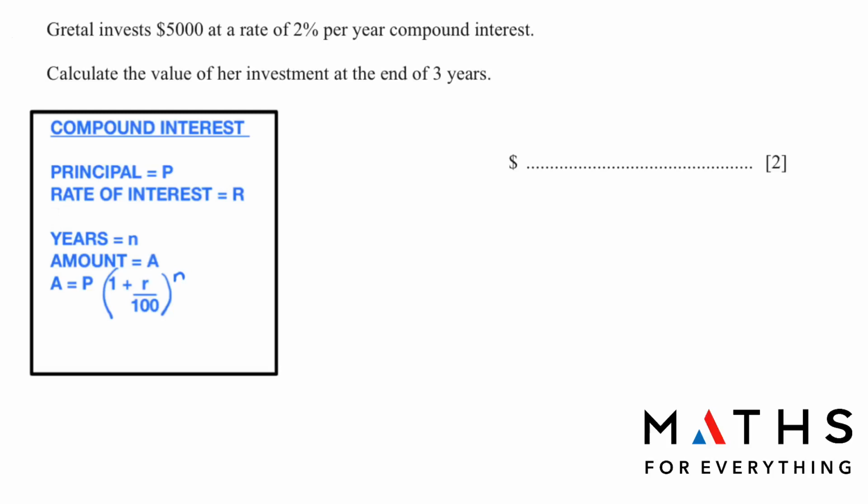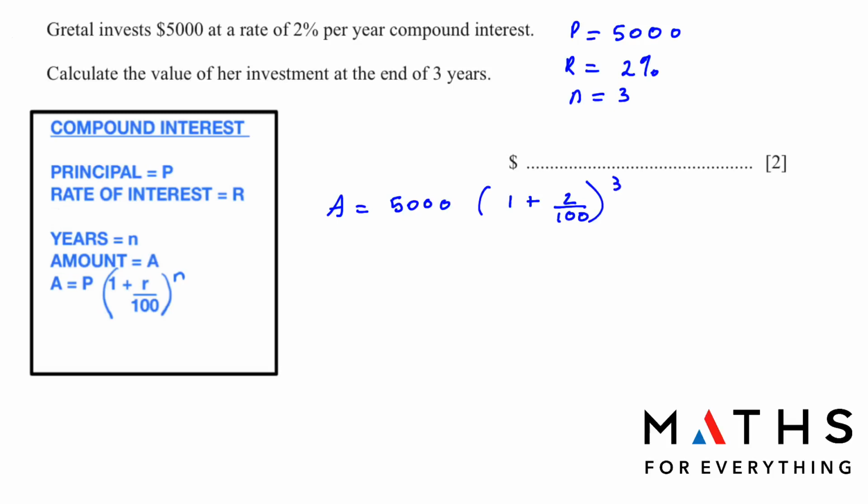So let's see what we have. We have principal, which is 5,000. Then rate of 2% per annum. So rate is 2%. And the value of the investment we have to find. Time period is 3 years. Therefore, amount is equal to principal, which is 5,000, bracket 1 plus 2 over 100, bracket to the power of 3 years. This gives us $5,306.04.